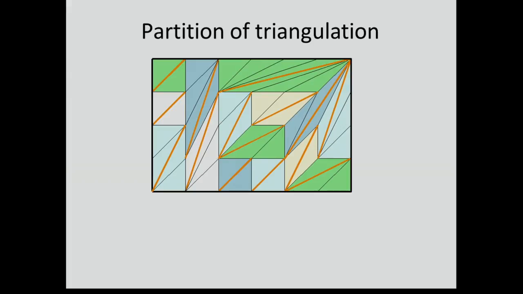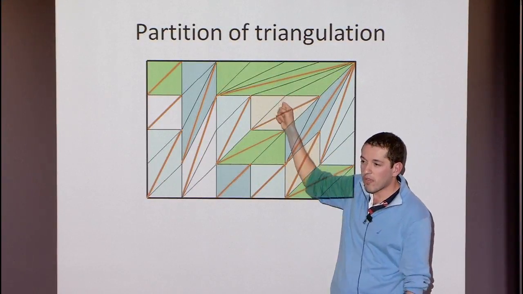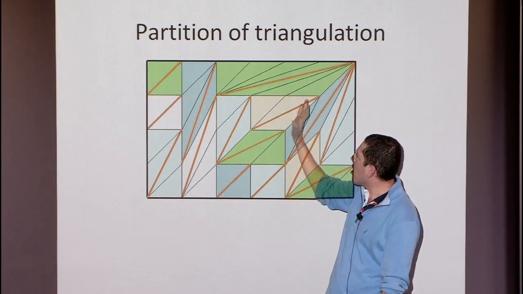For any triangle, for example, this one here, I'm going to traverse the triangles along the largest edge of the triangle. So for this triangle, I go to this triangle. From this triangle, I go to this triangle, and keep going until I cross this orange edge. And when I cross the orange edge, I go back, right? Because that's the largest edge of the two triangles. And at that moment, I stop.